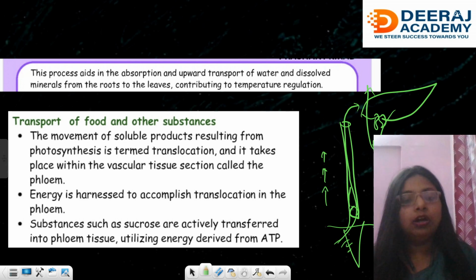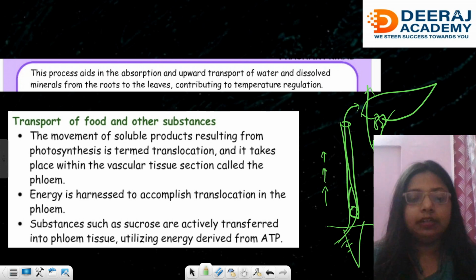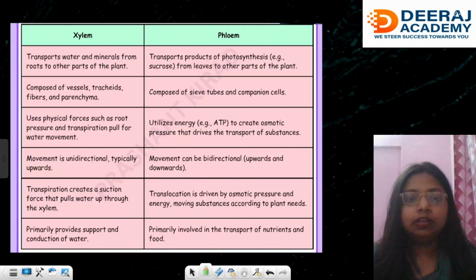The movement of soluble products resulting from photosynthesis is termed translocation, and it takes place within the vascular tissue called the phloem. Energy is harnessed to accomplish translocation in the phloem. Substances such as sucrose are actively transferred into phloem tissue utilizing energy derived from ATP. Next, what is the difference between xylem and phloem? Xylem transports water and minerals, and phloem transports sucrose basically.